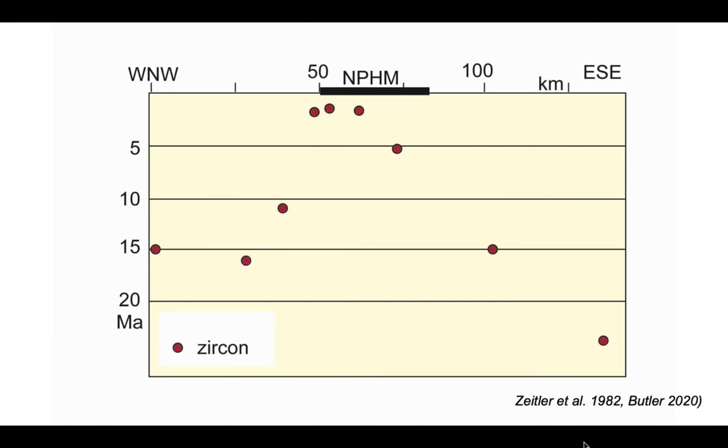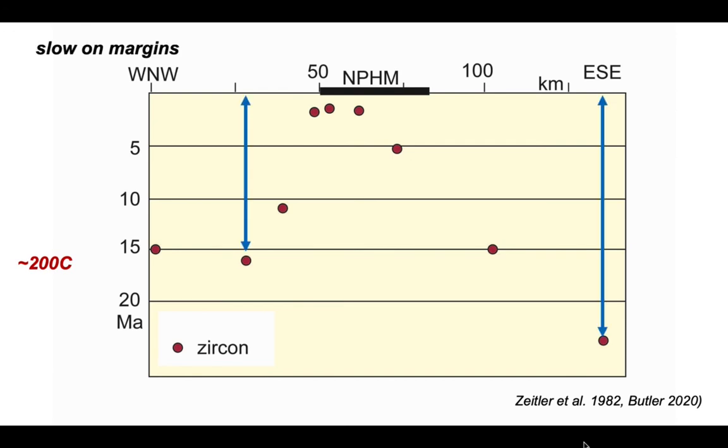So let's start off by plotting the data for zircons. Zircons record the time that the rocks last saw a temperature of about 200 degrees centigrade. So how can we interpret these data? Well, let's look to the margins first of all. The ages on the margins are older than 15 million years. So those rocks cooled through 200 degrees centigrade more than 15 million years ago. And now they're at the Earth's surface, so that's slow cooling.